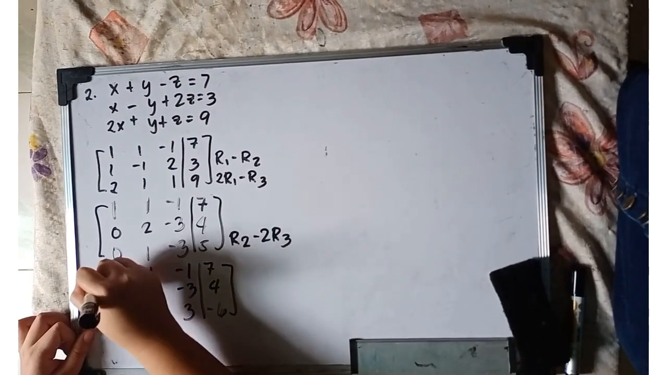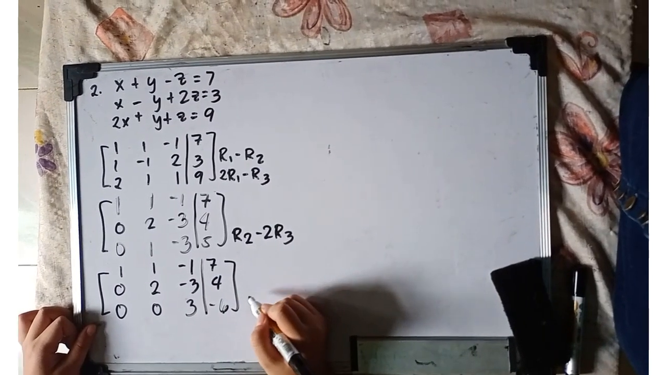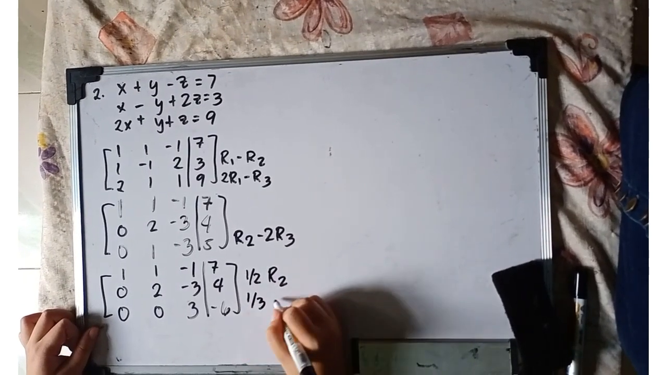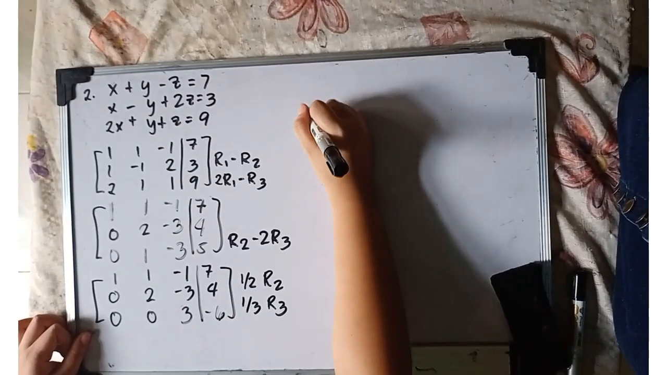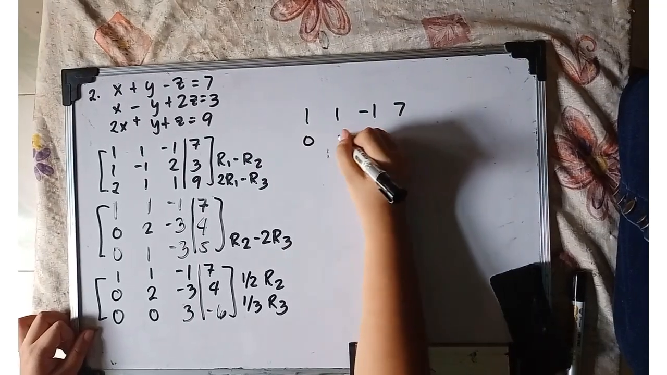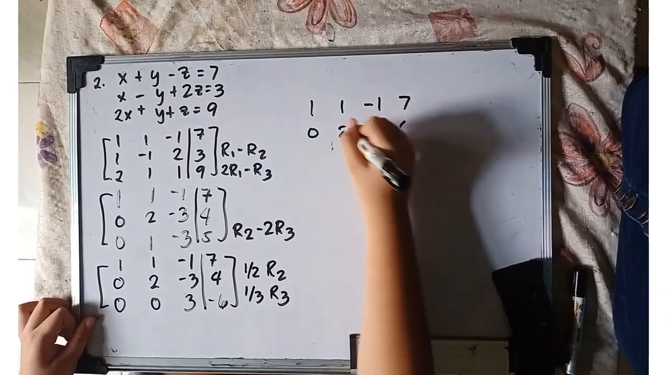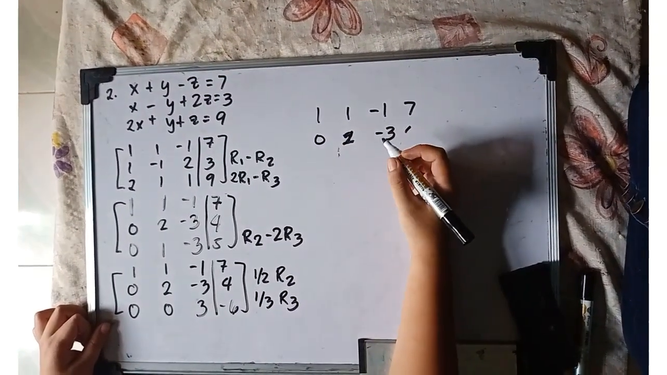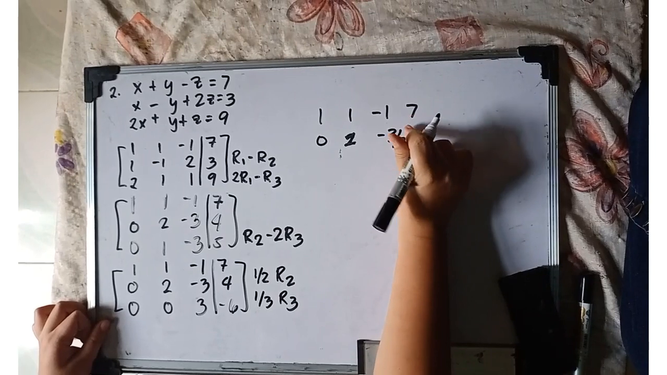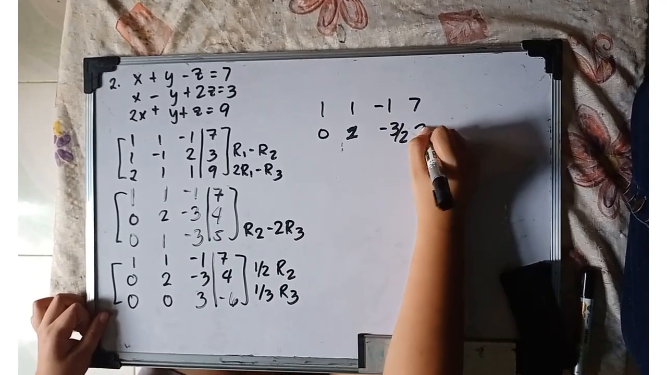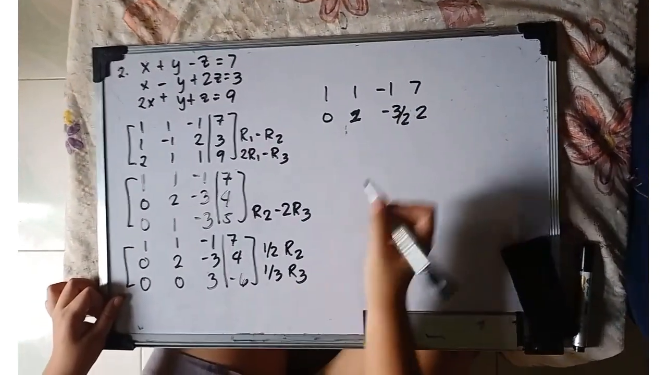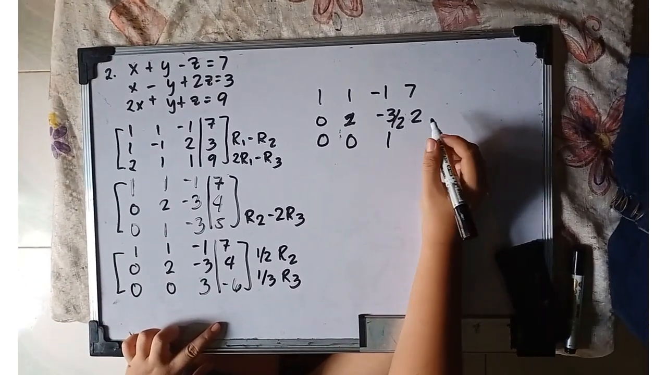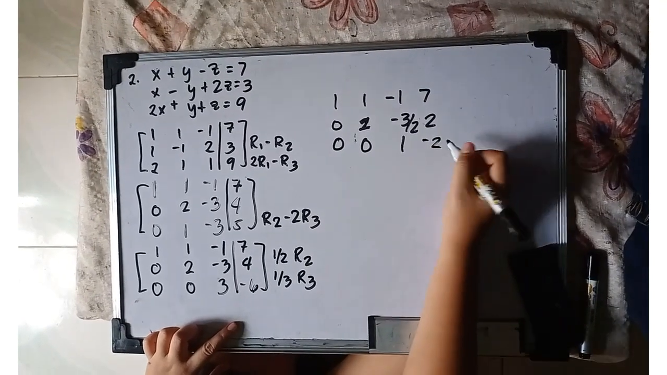And then we will calculate this one by multiplying 1/2 r2 and then 1/3 r3. So copy 1, 1, negative 1, 7, 0, 2, negative 3, 4. 1/2 r2 times 2 is 1. 1/2 times negative 3 is negative 3 over 2. 1/2 times 4 is 2. 1/3 times 0 is 0. 1/3 times 0 is 0. 1/3 times 3 is 1. And 1/3 times negative 6 is negative 2.